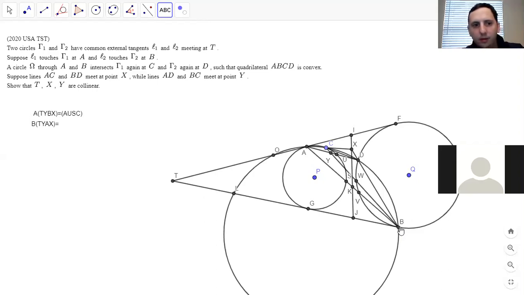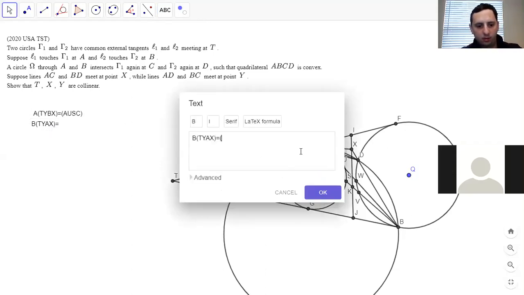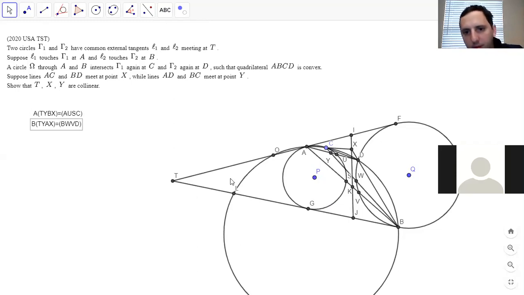And that will be B, sorry. It should be B, W, V, and D. BW, VD. Yeah. And then AUSC. So you had an idea using sines, and I think Serdar had an idea using spiral similarity, right? Let's see.